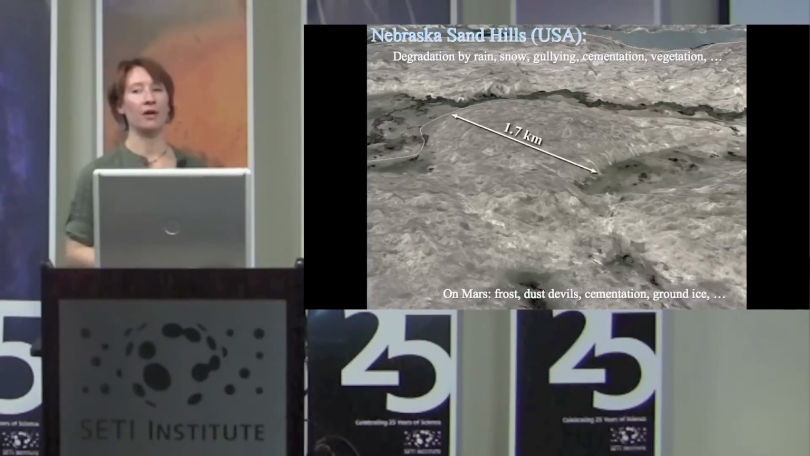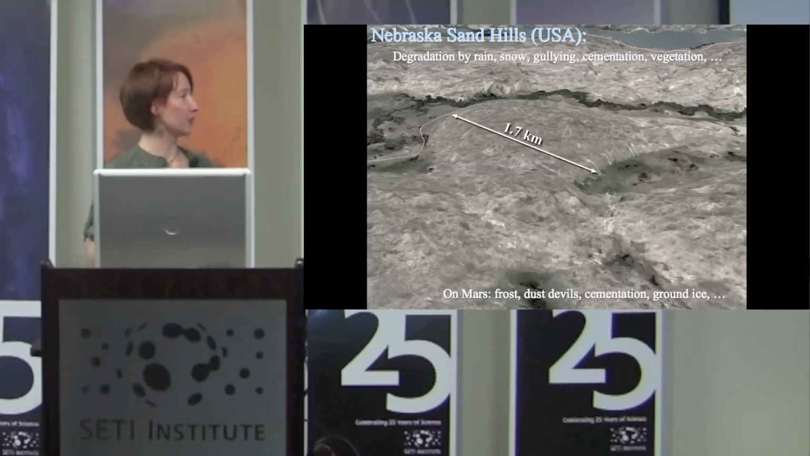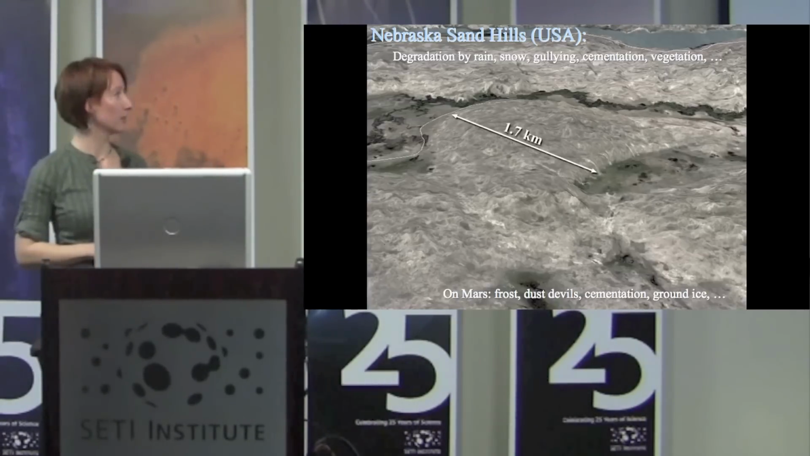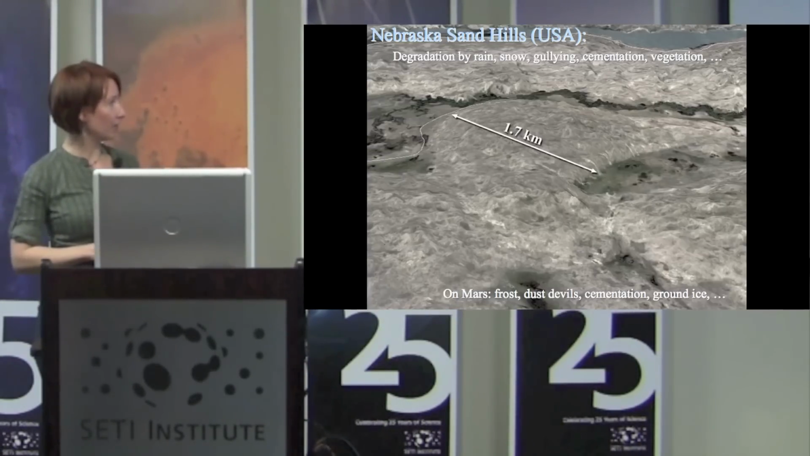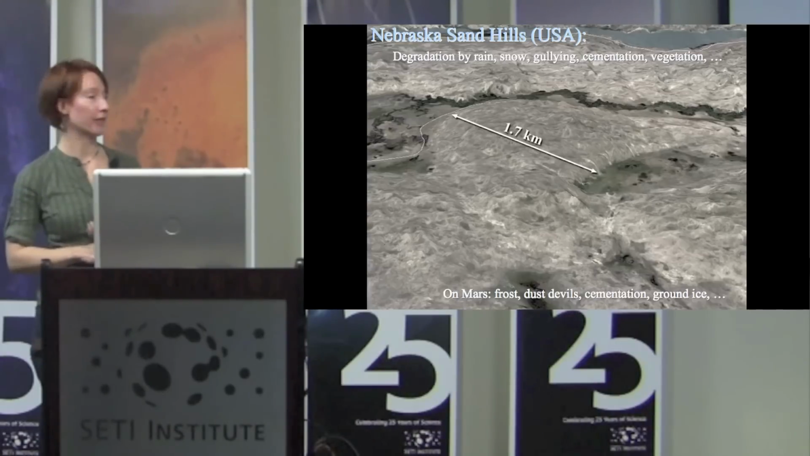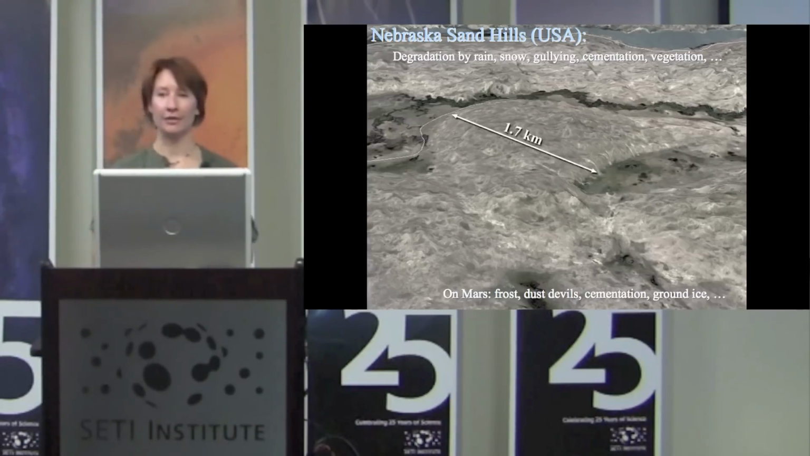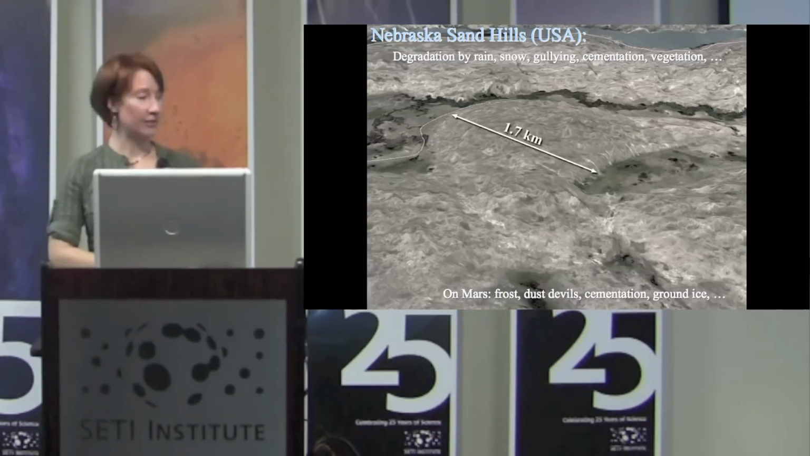So what I think is going on is that the dunes are simply becoming dissected over time. So here's an example of the Nebraska sandhills in the United States. These are dunes that formed after the last glacial period. And they've got vegetation growing on them now. They get rained on, they get snowed on. They've got gullies coming off them, and they have this really bumpy, rugged appearance to them. I think that's what's happened at high latitudes on Mars. Except, of course, the processes are different. There's frost, there's dust devils, there's cementation. It's not getting rained on Mars.